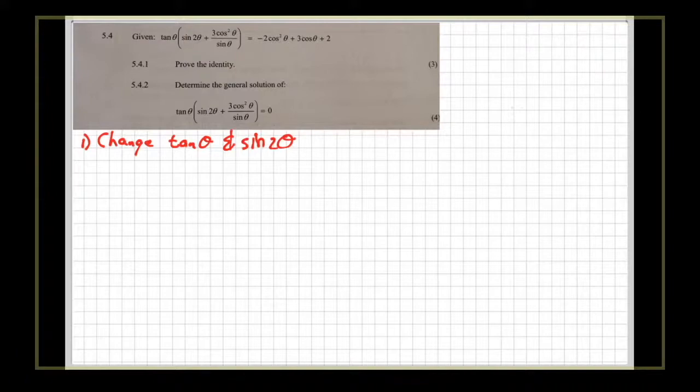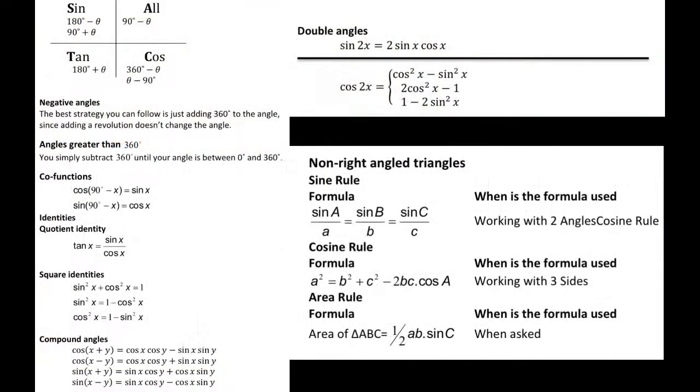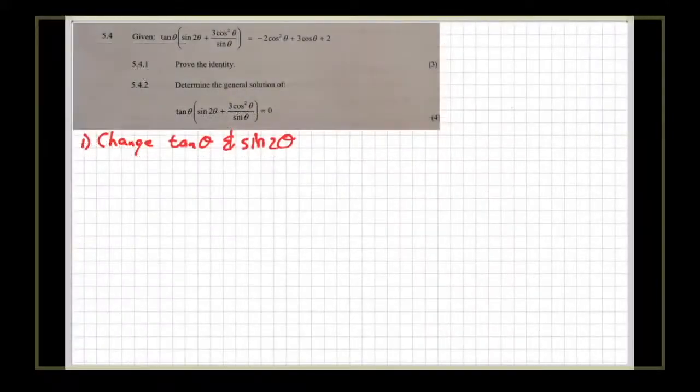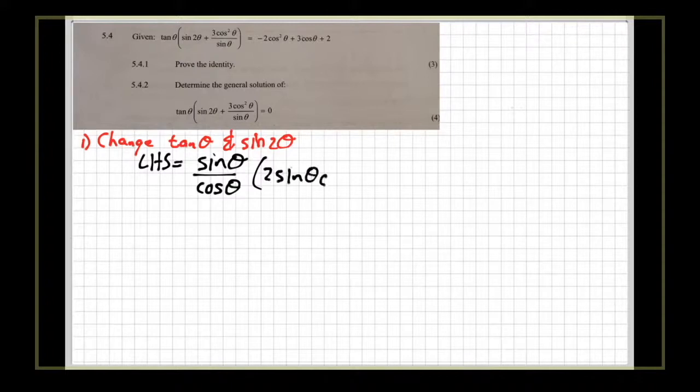To quickly share with you what they are again, tan of x is equal to sine of x over cos of x. And at the top right, you've got sine of 2x equal to 2 sine x cos x. Okay, let's get back to the question. So I'm going to go left-hand side. On my left-hand side, I'm going to change tan of theta into sine of theta over cos of theta. Then I'm going to change the sine of 2 theta into 2 sine theta cos theta.